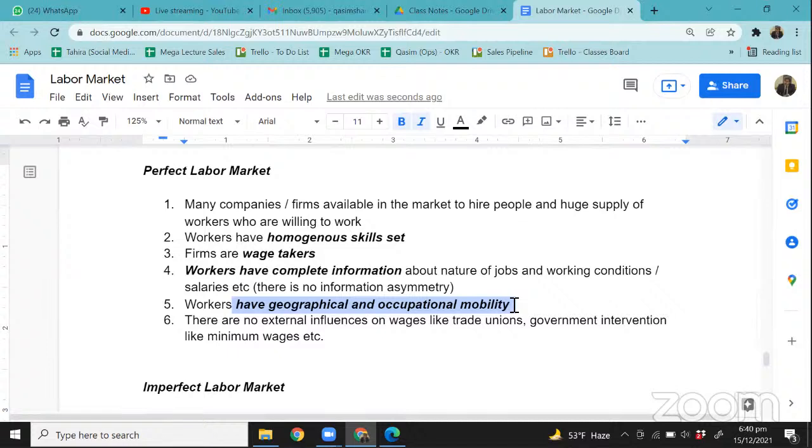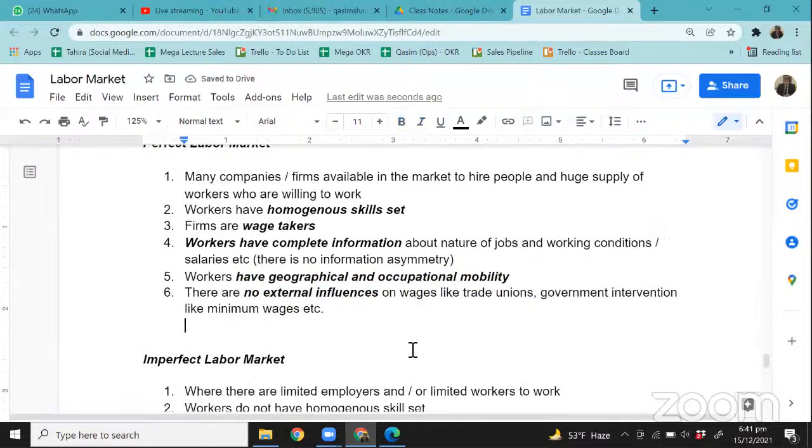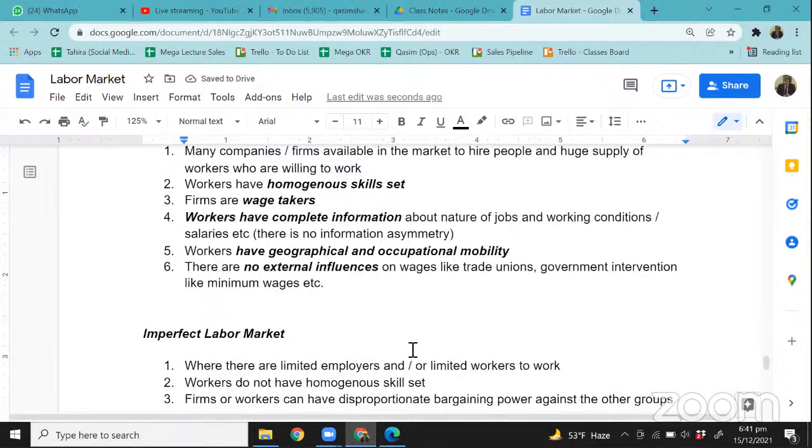Which, to be very honest, is hard to find in a lot of labor markets, because obviously you need a lot of qualification, you need specific degrees to choose a certain occupation. So it's not that easy. But in some occupations, yeah, it might be possible, right? Okay. And then there are no external influences on wages, like there are no trade unions, government intervention doesn't exist, right? And there are no external factors that could influence the wages in perfect labor market I'm talking about.